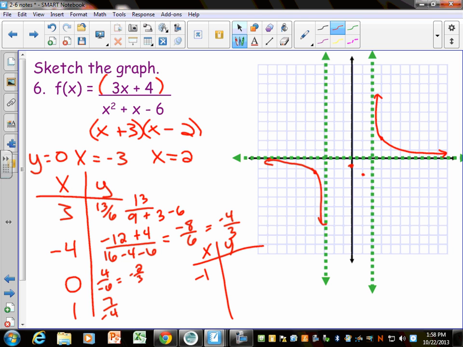If I plug -1 in there, I'm going to get 1 over -6. Is that right? 1 minus 1, 0 minus 6. -1/6, so that's really, really close to the x-axis.